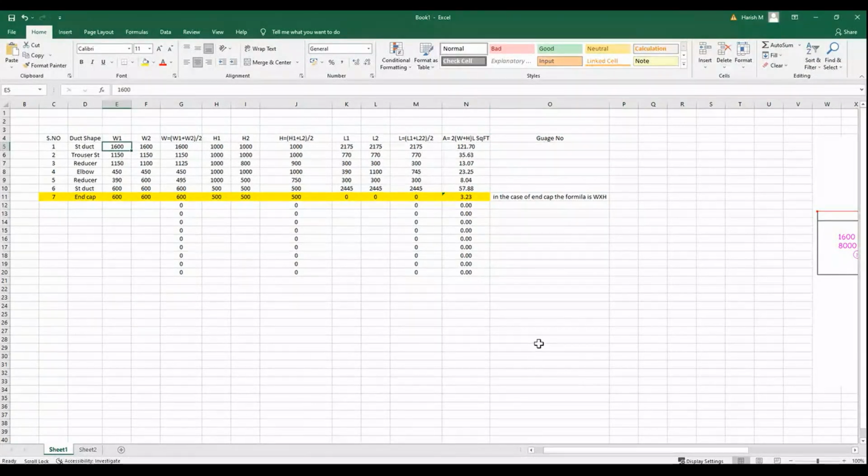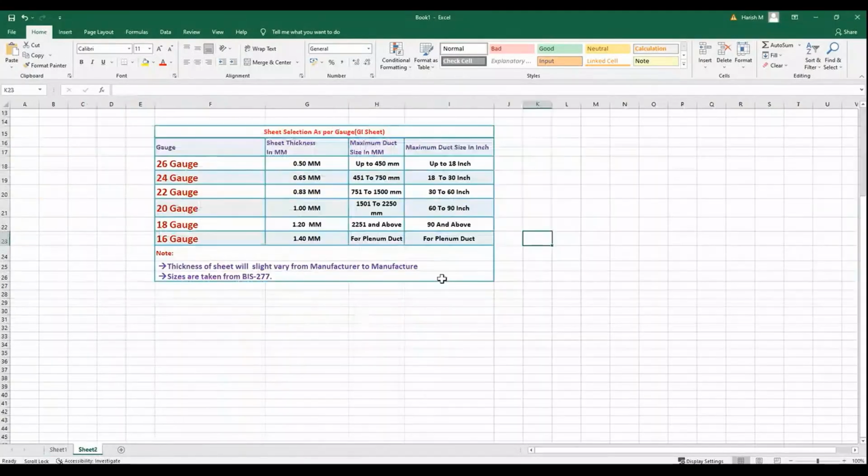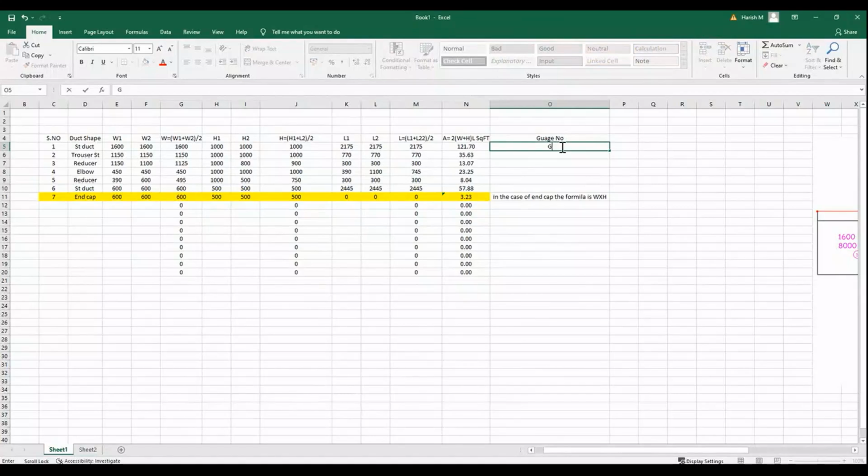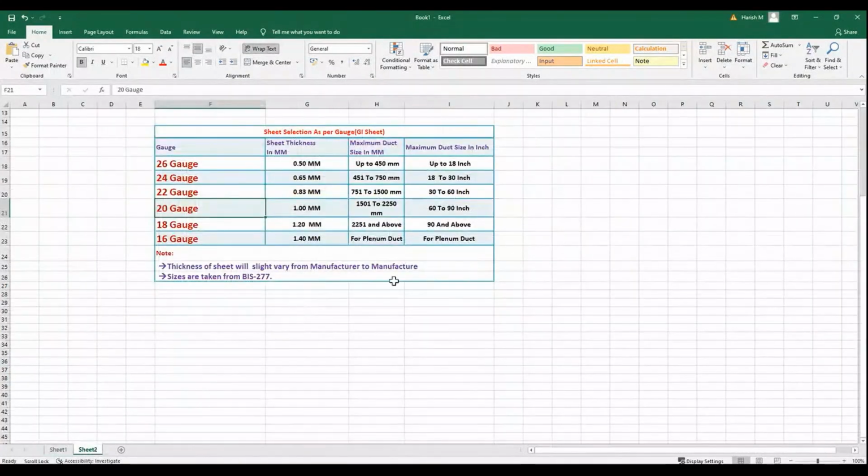सो 1600 है. 1600 होता है तो 1600 इधर देखो 1500 to 2. सो गेज नंबर 20 लेना पड़ेगा. सो हियर विल राइट G20. ठीक है, ऐसा हमें गेज नंबर को भी लिखना पड़ेगा इधर. Make a note of this table.